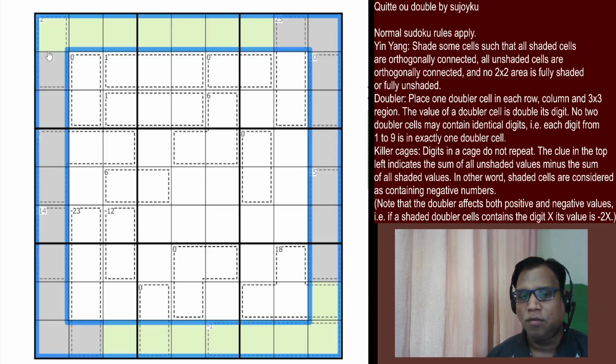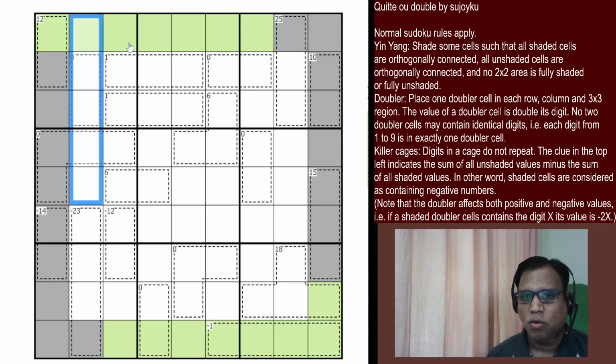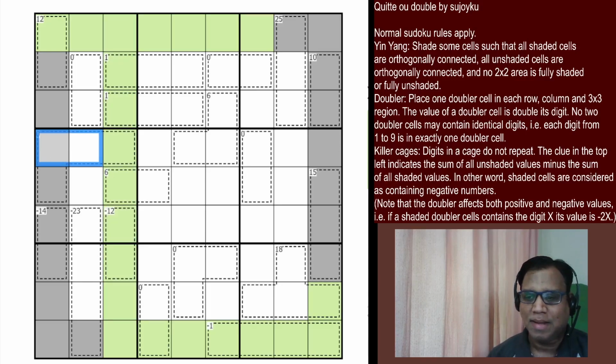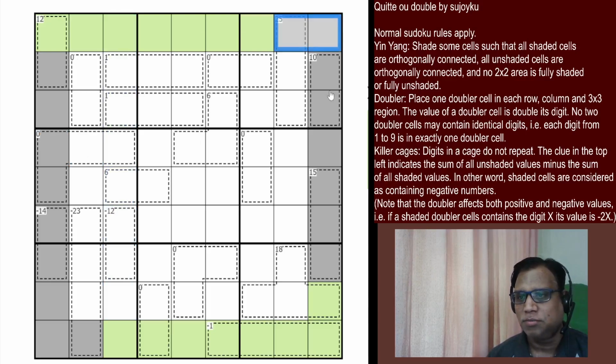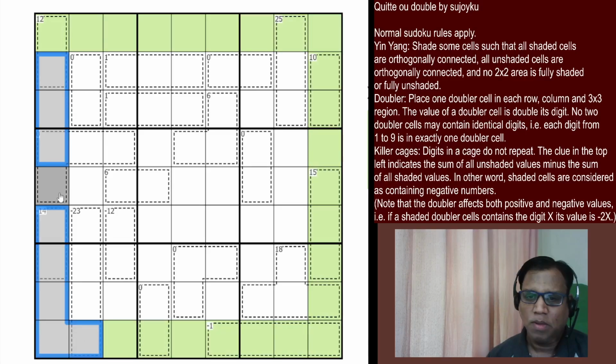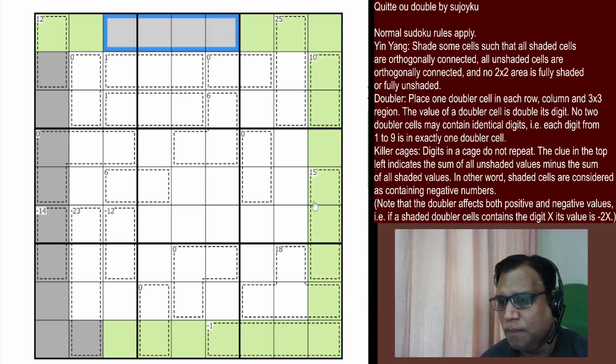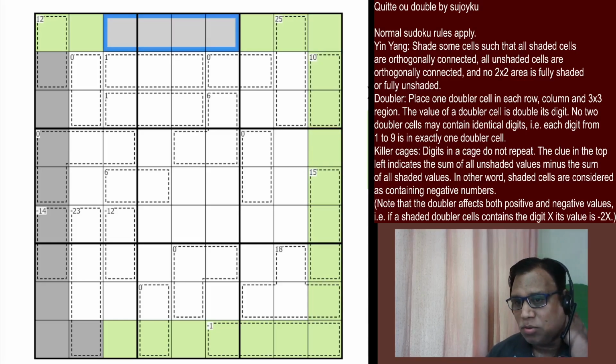You can only have one shaded stream or one unshaded stream. So whichever way you try to connect these shaded areas, there is no way you are going to connect these unshaded areas. That's the simple reason, that there is only one shaded strip. So this is possible: one strip of shaded and one strip of unshaded. Or maybe everything is shaded or everything is unshaded. That is possible, but you can never have some shaded, some unshaded, and then again shaded. That kind of thing is not possible. So those are the Yin Yang base rules.